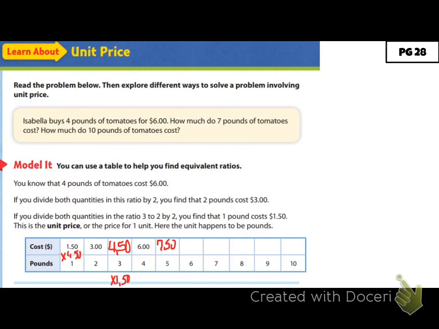6 times $1.50 gives us 9. 7 times $1.50 gives us $10.50. 8 times $1.50 gives us 12. 9 times $1.50 gives us $13.50. And 10 times $1.50 gives us $15.